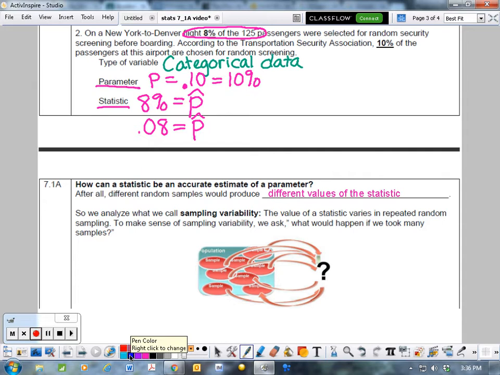Okay, how can a statistic be an accurate estimate of a parameter? After all, different random samples would produce different values of the statistic. So we analyze what we call sampling variability. The value of a statistic varies in repeated random sampling. To make sense of that, we ask what would happen if we took many samples. So I take a sample, and then I take a sample, and then I take a sample, and I take a sample, and I look at all those values from my different samples. And I take a look at that information, and that helps me make a decision.